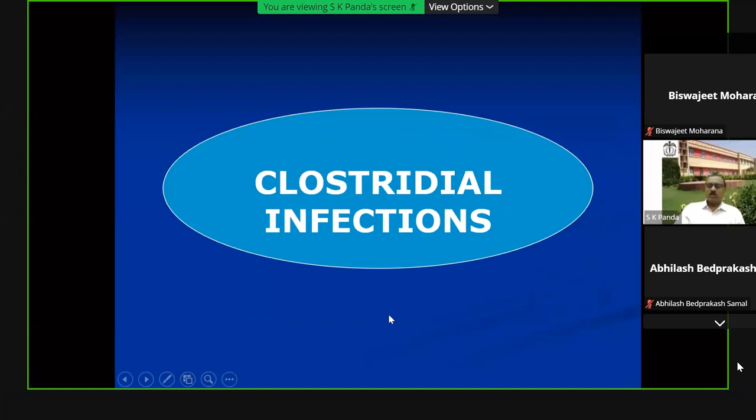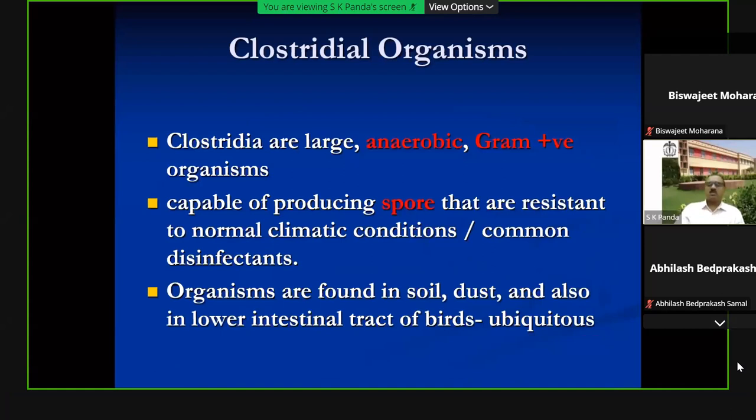So clostridia, there are various clostridial organisms, but in general, they are large, gram-positive, anaerobic bacteria, capable of producing spores. Please remember, a spore-forming anaerobic bacteria is very resistant to climatic conditions. A spore-forming bacteria is very resistant to normal climatic conditions or common disinfectants.